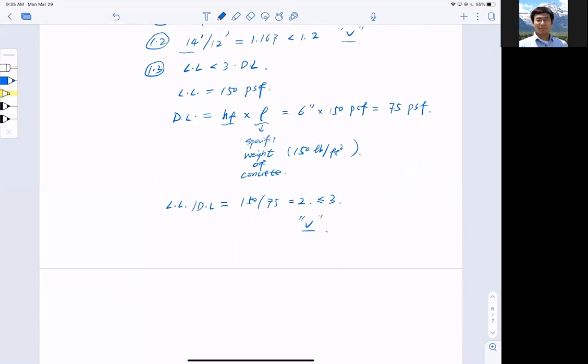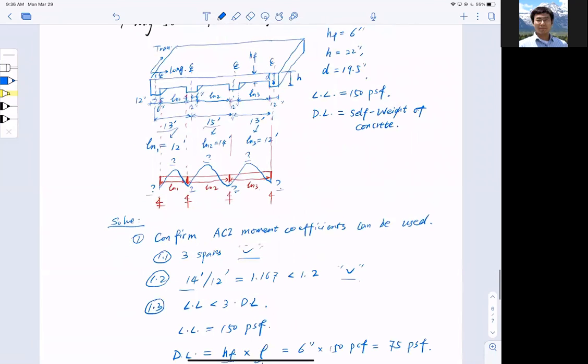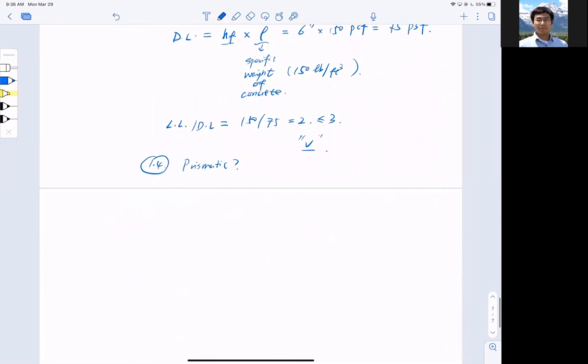So it's smaller than 3, check. That's fine. All right, and then number 4, uniformly distributed load. We covered that already, that wouldn't be a problem. And let's check, is it prismatic? Look at the picture, pretty square to me, so check. How about 1.5, dead load governs or not? Sorry, 1.4 dead load is 1.4 multiplied by 75.